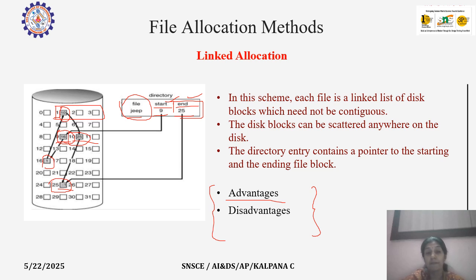advantages. When we talk about the disadvantages, here we are using a pointer for storing the address of the next block. That is an overhead here. And to read from starting to ending, we have to reach all the blocks and get the pointer information. The pointer information is an overhead here. That is the main disadvantage regarding this linked allocation.